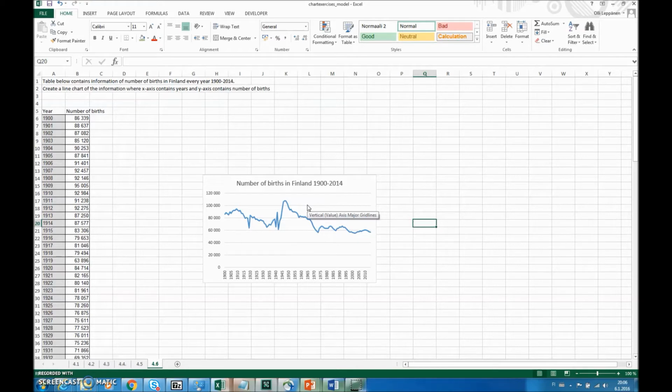Okay, as said, these are quite quick to do, but spend some time thinking about what type of chart is chosen in which of the exercises and why the certain type of chart is used in this exercise.